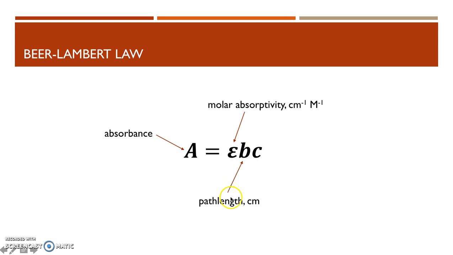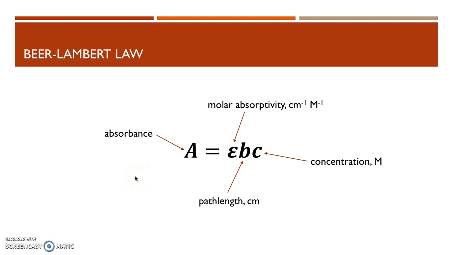b here is the path length, so how long is the light in the sample, right? Is it going through a millimeter of sample, or is it going through a centimeter or a foot worth of sample? And then c is the concentration of the sample, and we use that in molarity. So you can see units wise, if we have inverse centimeter, inverse molar, times centimeters, times molar, all of our units will cancel out, and absorbance is a unitless quantity.